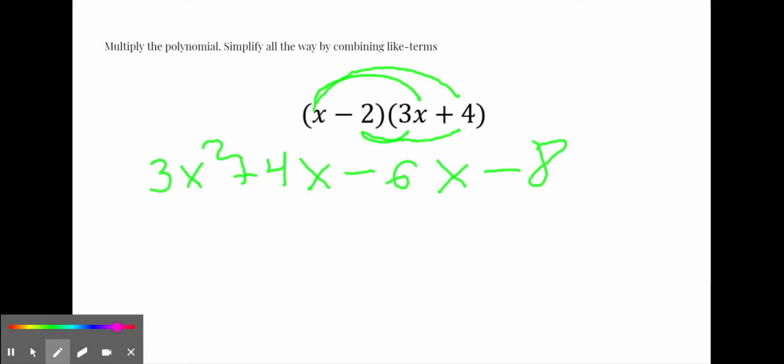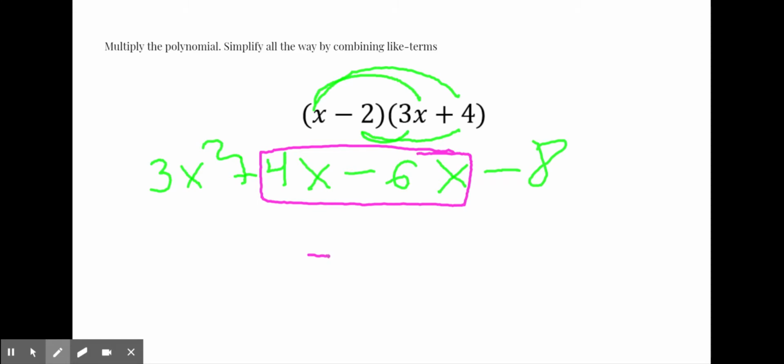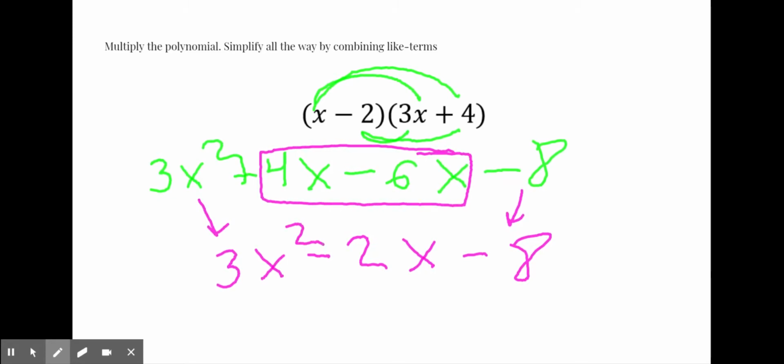Let's combine the like terms. So we have 4x and negative 6x to get a negative 2x. Bring down the negative 8 and bring down the 3x squared. Your answer is going to be 3x squared minus 2x minus 8.